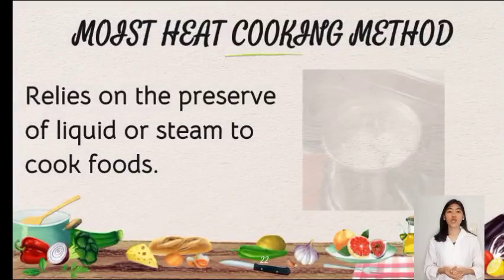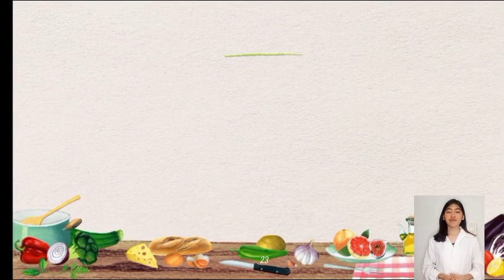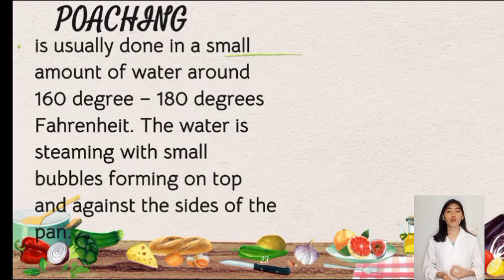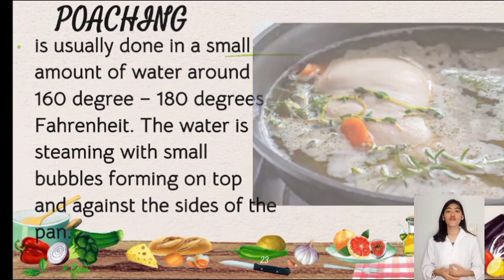Let's move on to the moist heat cooking method. So the first one is we have the poaching. It is usually done in a small amount of water around 160 degrees to 180 degrees Fahrenheit. The water is steaming with small bubbles forming on top and against the sides of the pan. So poaching is suitable for delicate food such as eggs, fish, poultry, and fruits.